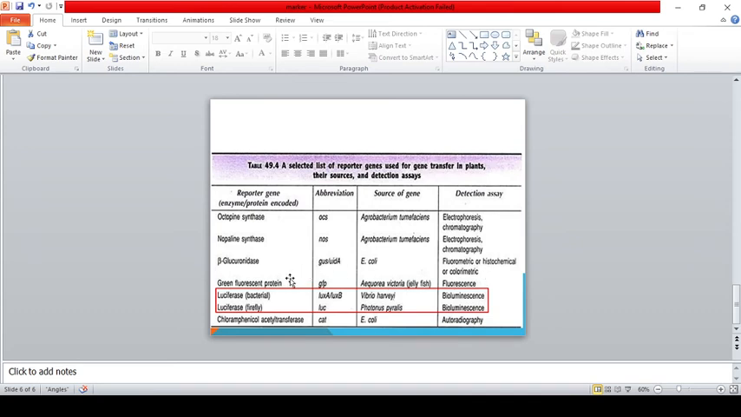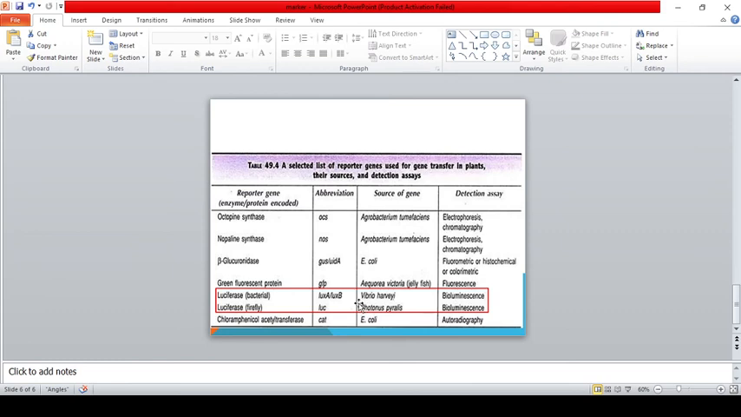The fourth one is green fluorescent protein. It is taken from Aequorea victoria. It is nothing but jellyfish. The detection method is fluorescence. The next is a most important thing, luciferase. The reporter gene luciferase is taken from two sources. One is bacteria. The bacterial source is Vibrio harveyi. The next one is firefly. The firefly source is Photinus pyralis. For both, the detection method is bioluminescence.